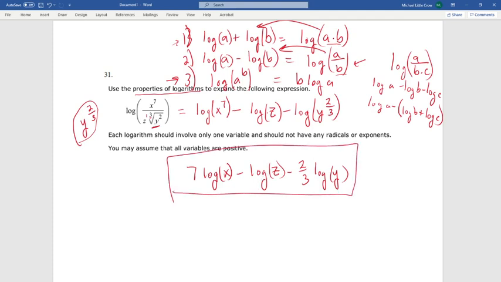Okay, so watch that. Be careful about radicals. They are fractional exponents, so they're getting tested on two things here, which is keeping you on your toes.